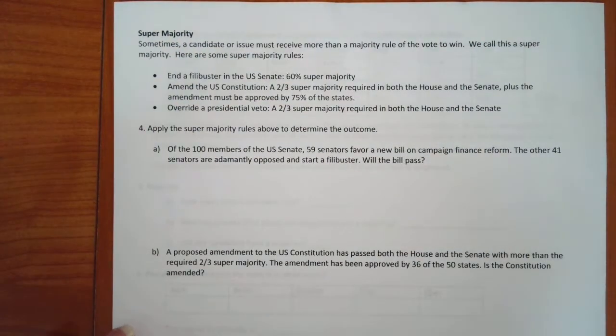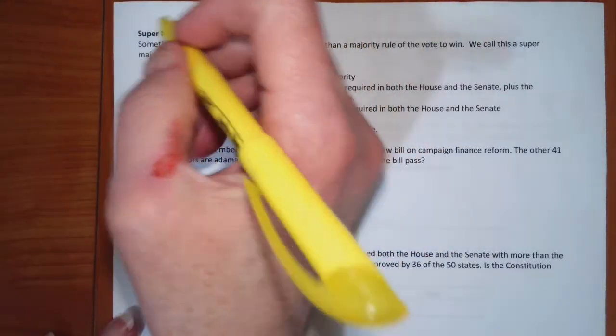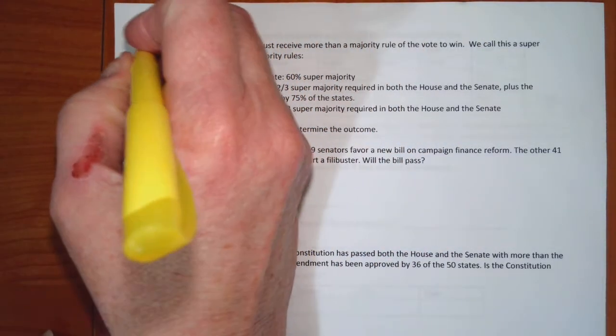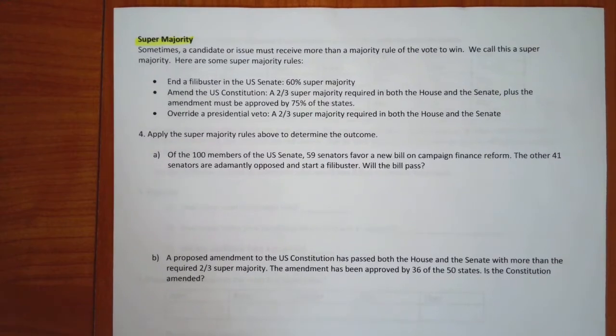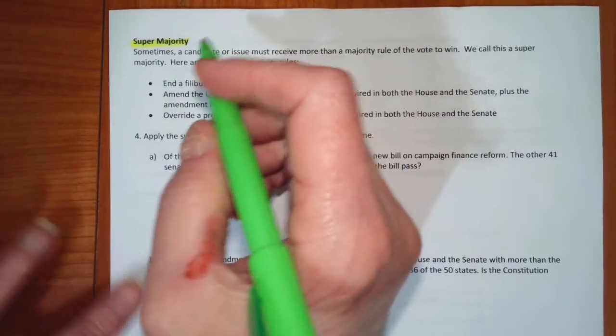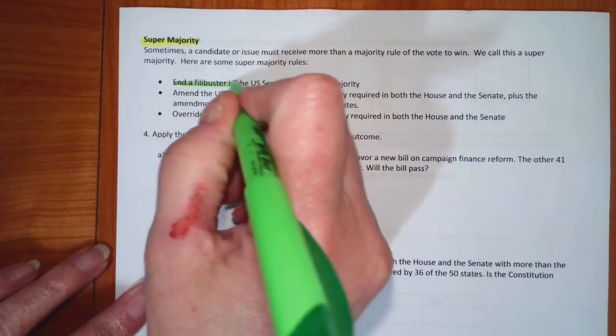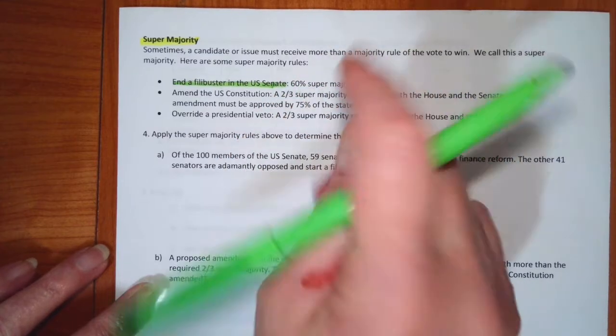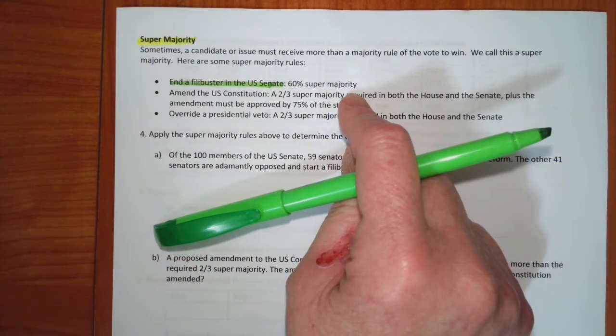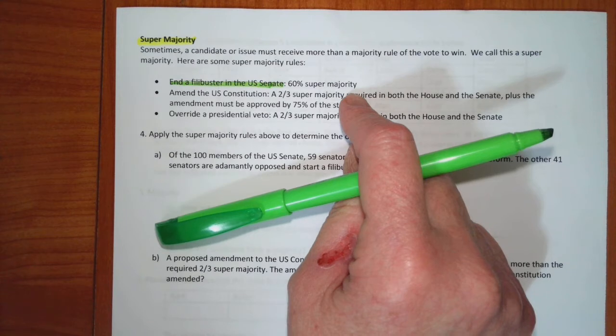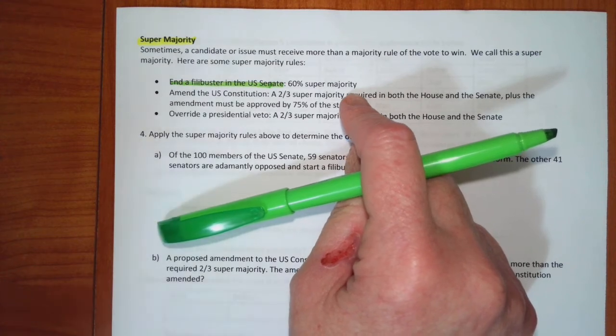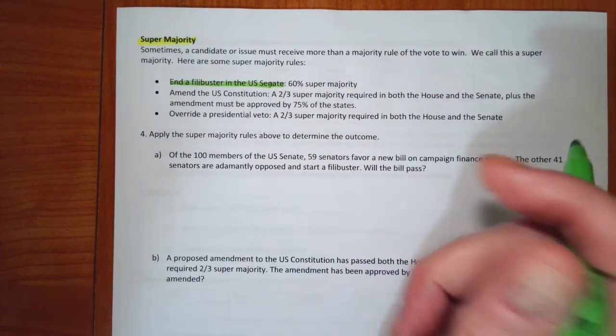Okay, but not everything is decided by a majority. Sometimes we are going to deal with what we need for a supermajority. Okay? And a supermajority can be defined by different things. All right, so here's what a supermajority does and what it looks like. If you want to end a filibuster in the U.S. Senate, you need a 60% supermajority. So you need 60% of the votes, or more than 60%.